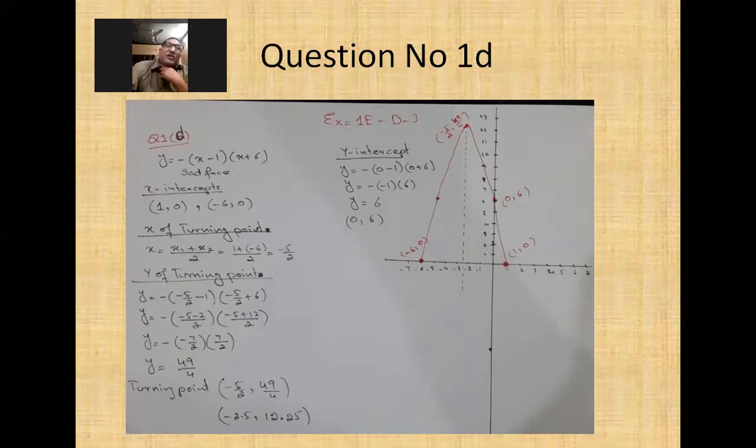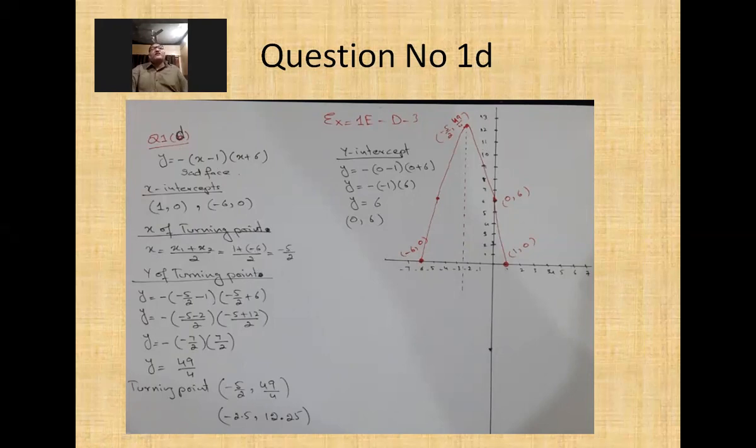It will be 1 comma 0, and the other x-intercept will be minus 6 comma 0. So the x-intercepts will be 1 comma 0 and minus 6 comma 0. Now I will find the x of the turning point. You add these x-intercepts and divide by 2. So 1 plus minus 6 divided by 2 will be minus 5 by 2. So it's minus 2.5 actually, or you can say minus 5 by 2.